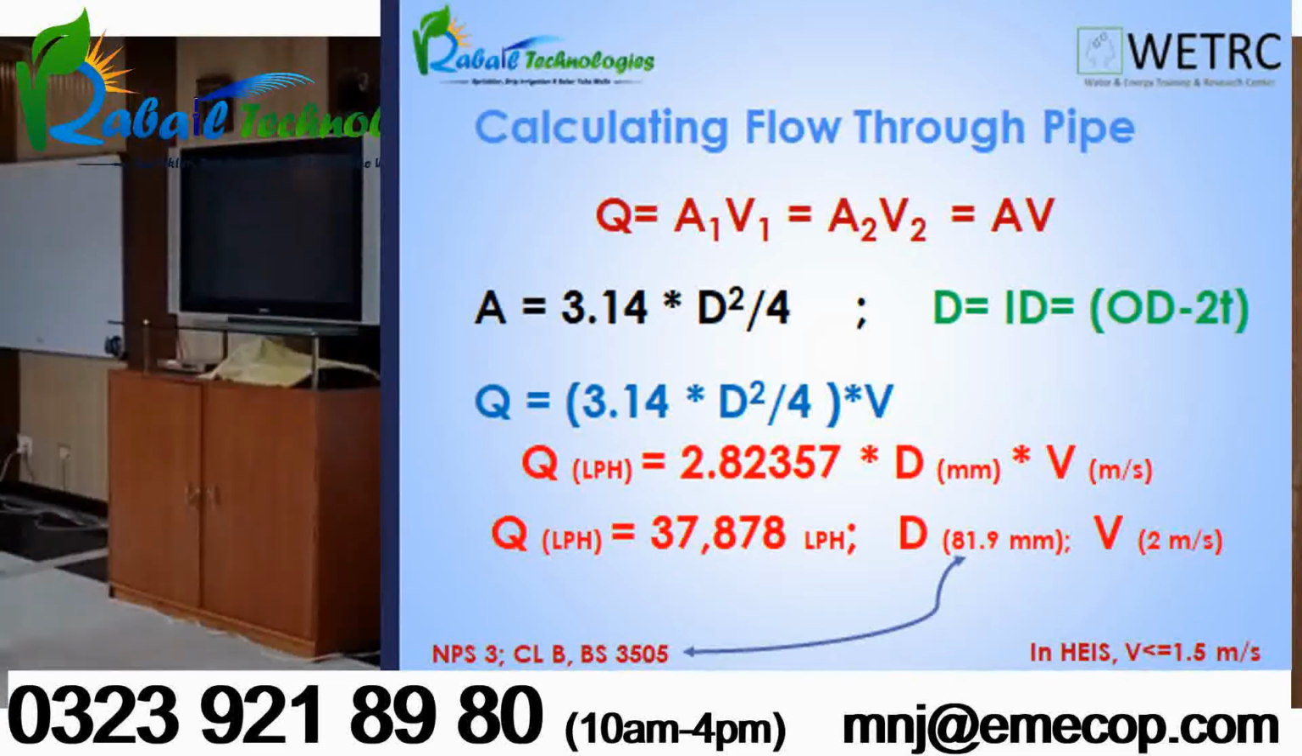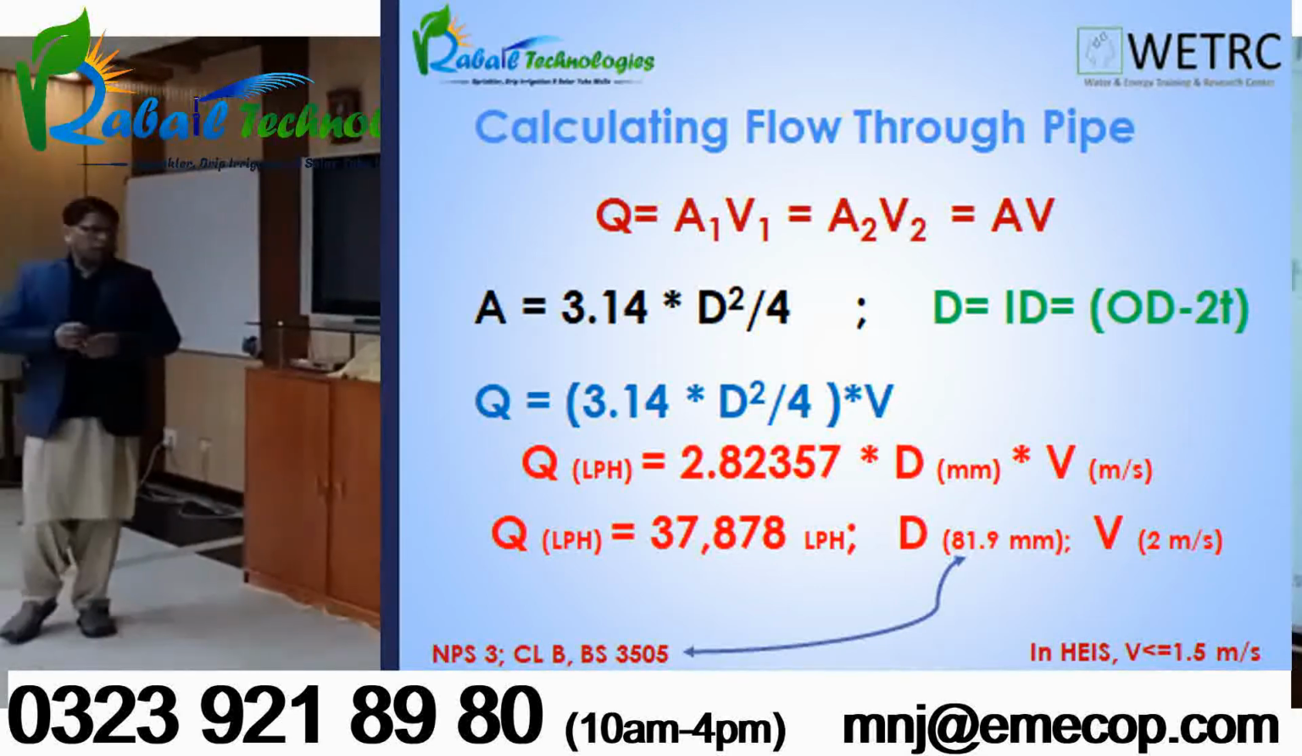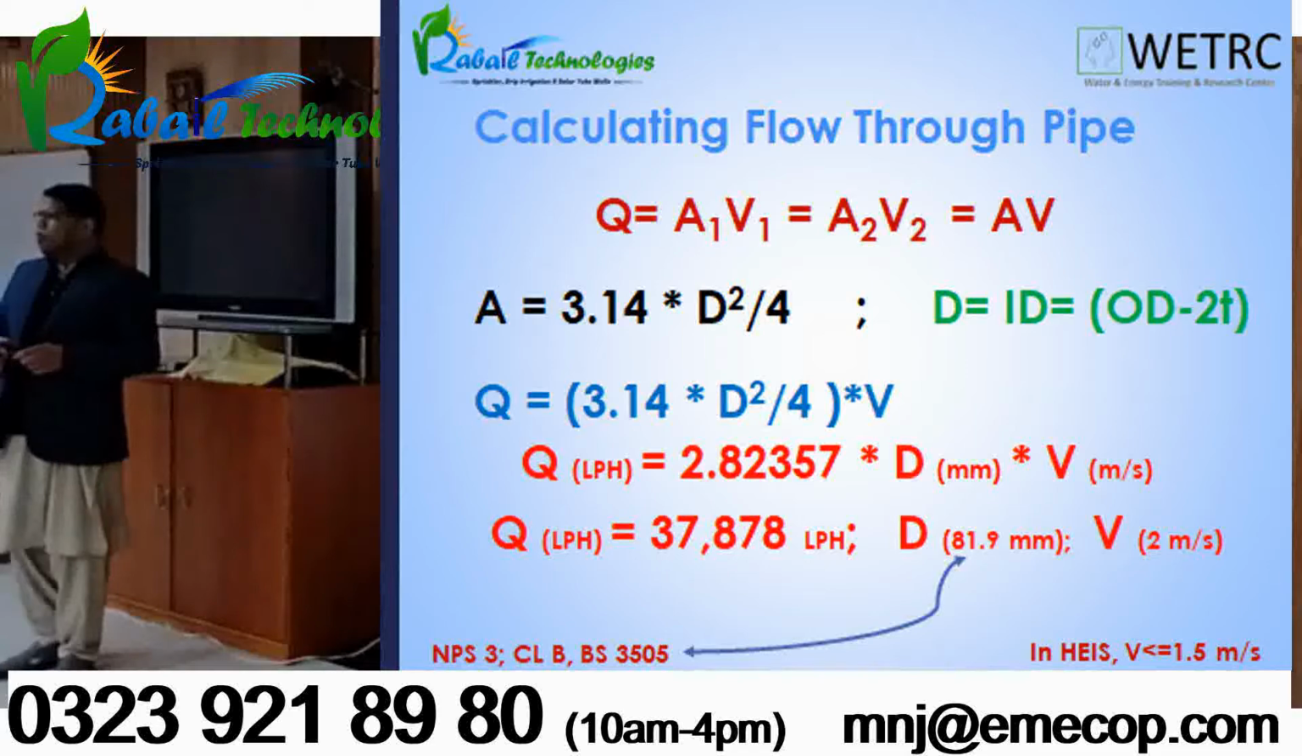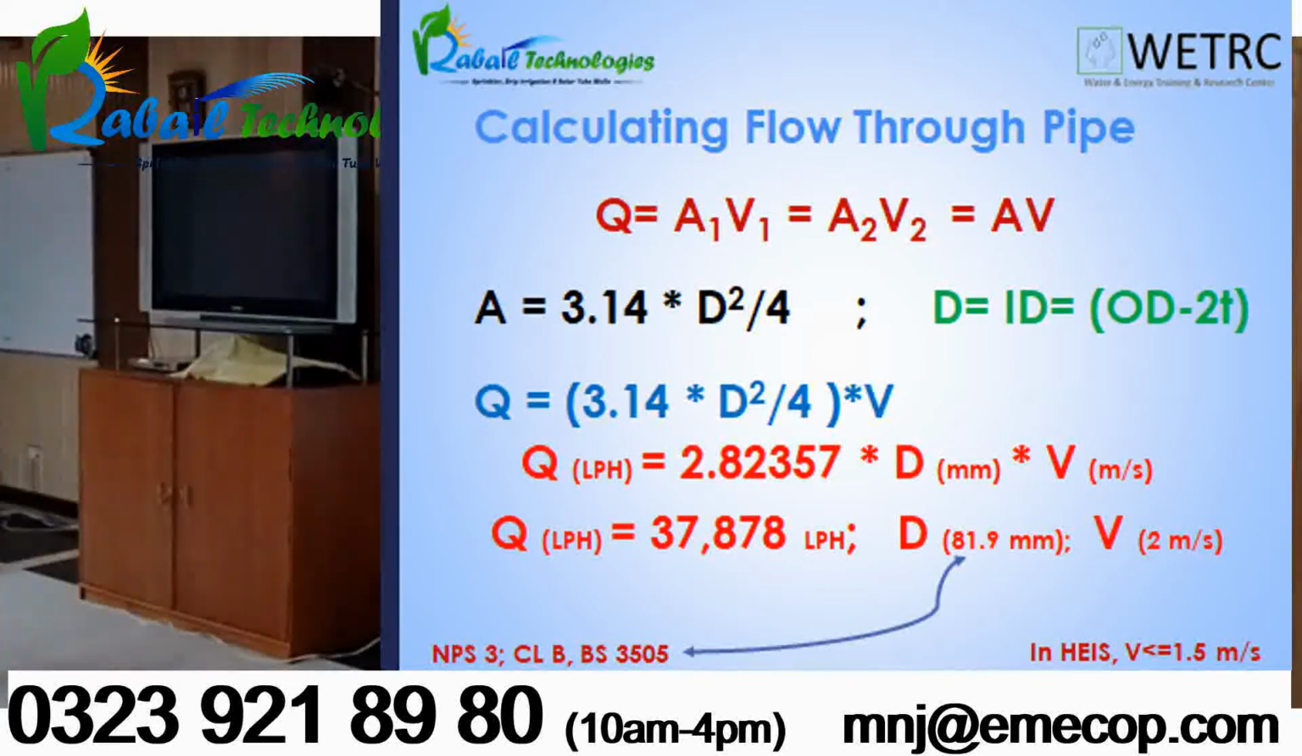So these two are very important. Similarly, if 88 is the outer diameter and you go for class C pipe, then the inner diameter will become around 77 or 78 millimeter. So the water carrying capacity will further reduce.